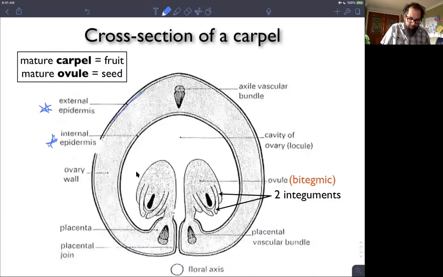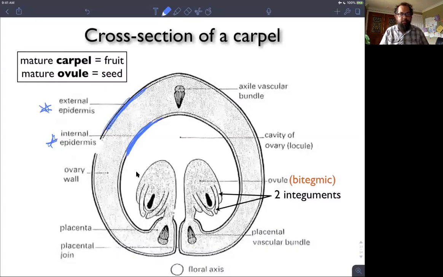So we can find the epidermal layer. Epidermal layers, remember, are typically between the inside of a leaf or a body plan and the outside environment. But this is actually a cross-section through an ovary. And so we're looking through that ovary and looking down inside of it. And what we see is that even on the inside of the ovary wall, there's an internal epidermis layer. So why is that?